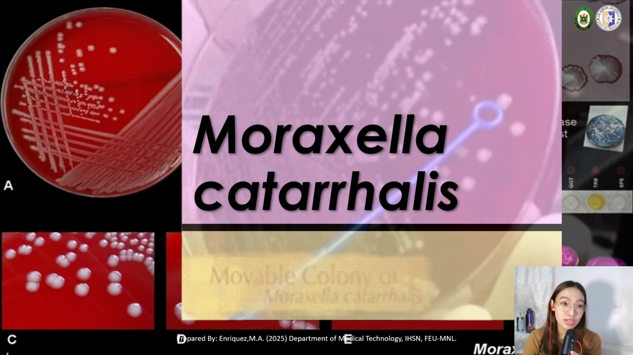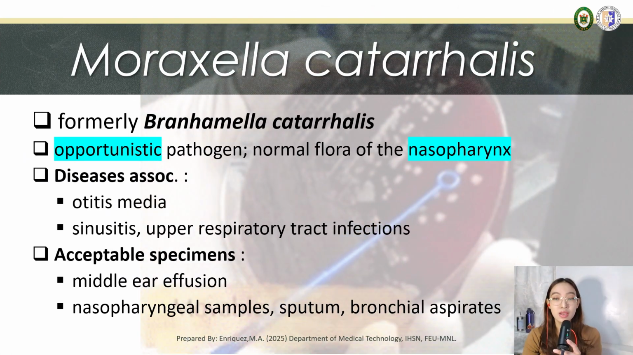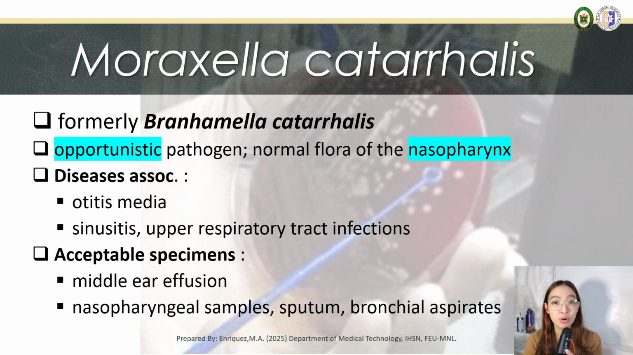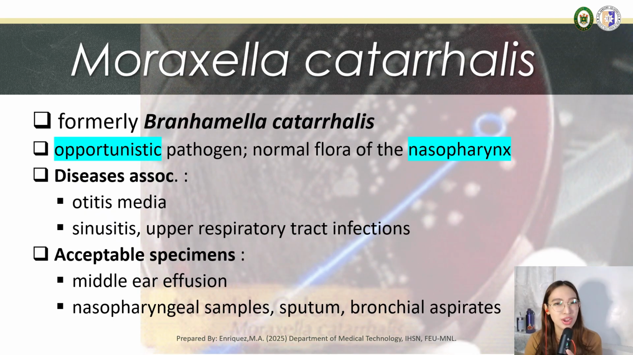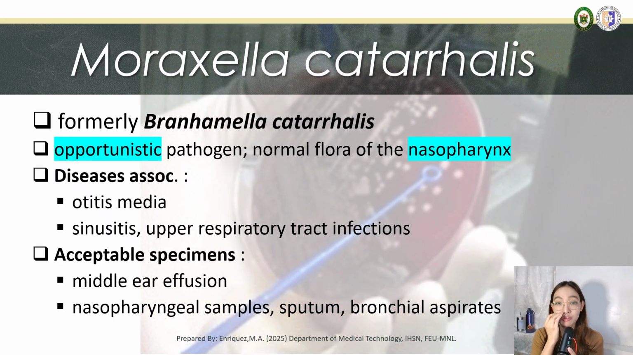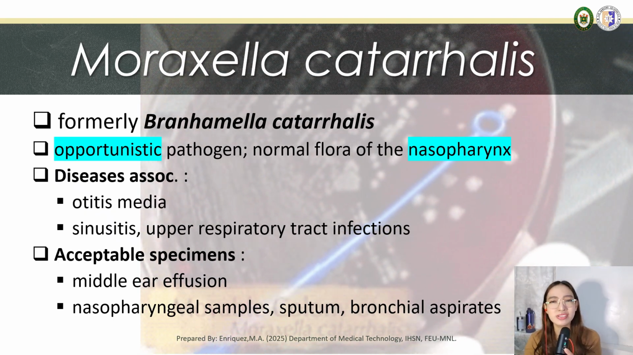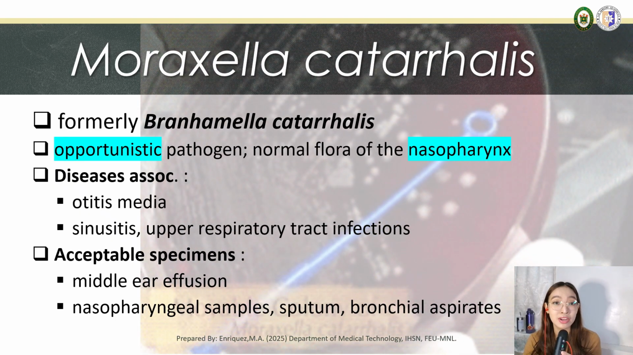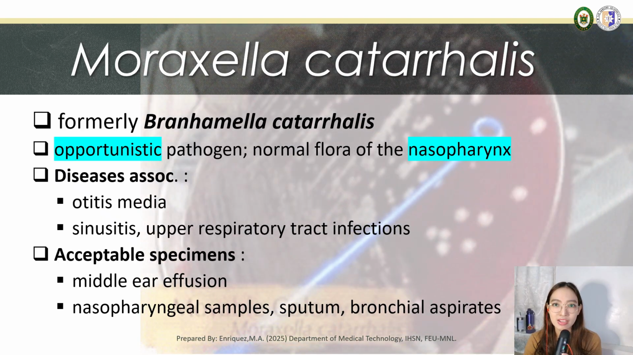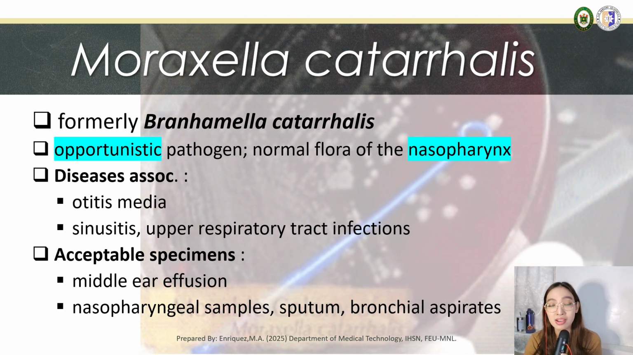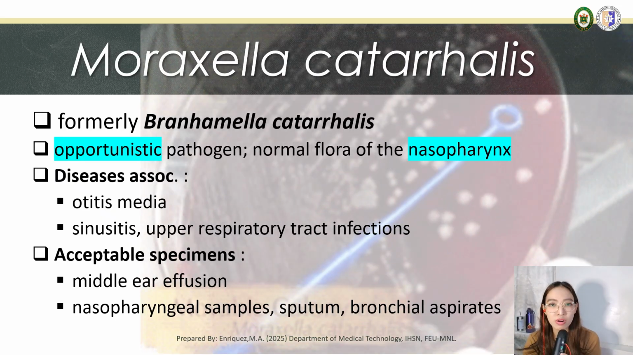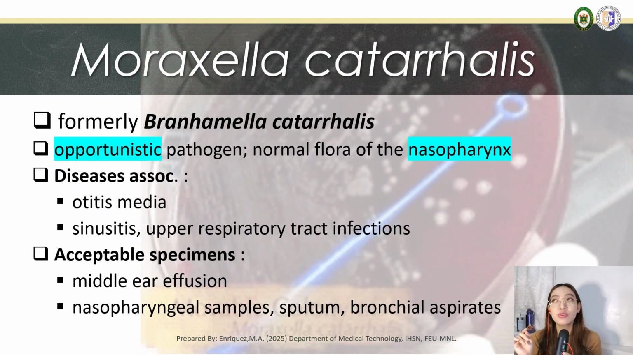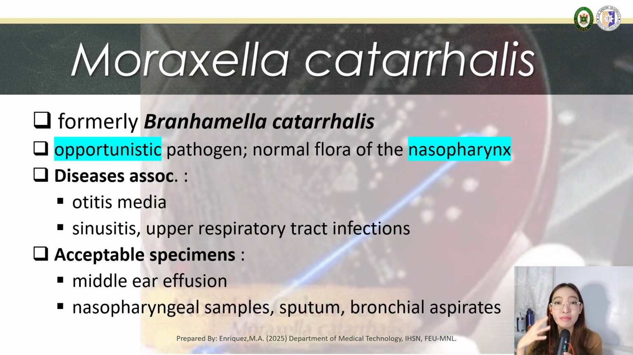Let's move on to Moraxella catarrhalis. Moraxella catarrhalis is isolated only from humans as a normal flora of the nasopharynx, so it's only recognized as an opportunistic pathogen. It has been documented to cause upper respiratory tract infections, otitis media, and sinusitis. Moraxella catarrhalis was formerly known as Branhamella catarrhalis, and listed here are the acceptable specimen sources. And of course, you have to correlate that with the clinical manifestations.